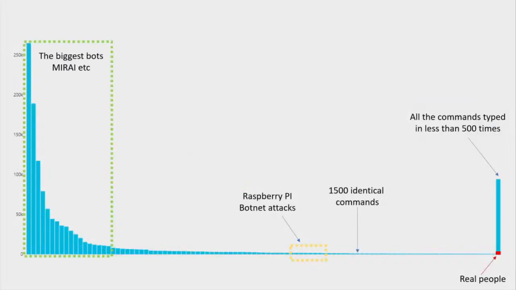To represent this on a lovely graph, because I like graphs, this is just a small snapshot of all the commands that were entered into my sensor network over the course of a couple of days. And you can see on the left, you've got the real massive botnets, the Mirai-esque ones. And they're typing in the same commands over and over again. So each bar represents a series of commands typed in. And pretty much everything on this screen is some kind of bot because they're just so prevalent.